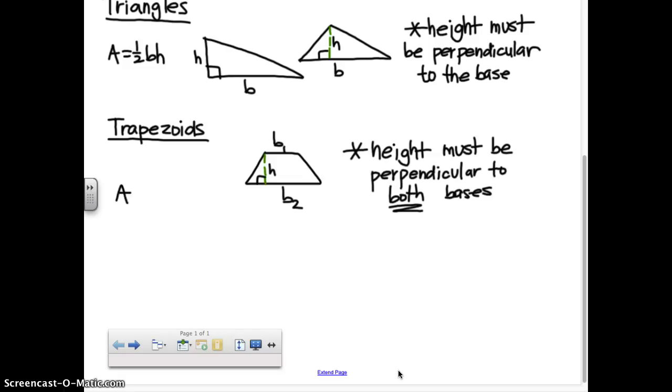And since they're parallel, if it's perpendicular to one, it's perpendicular to the other. For a trapezoid, still using that good old 1/2 because it kind of looks a little bit like a triangle. 1/2 base 1 plus base 2 times the height. You may also see it written base 1 plus base 2 times the height divided by 2. Both are good for trapezoids. Okay?